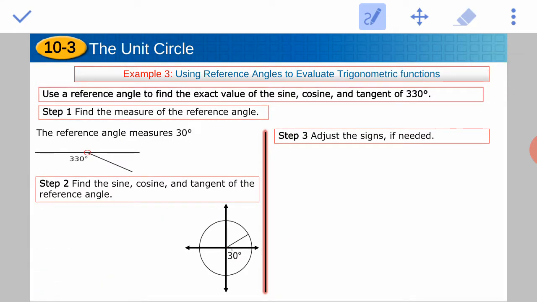Take this example, guys. Using reference angles to evaluate trigonometric functions. Use the reference angle to find the exact value of sine, cosine, and tangent of the angle 330. Guys, step number 1, we find the reference angle of this angle. Let's consider this side the initial side of that angle. And because it's positive 330, the rotation direction is counterclockwise. So definitely this side is the terminal side.